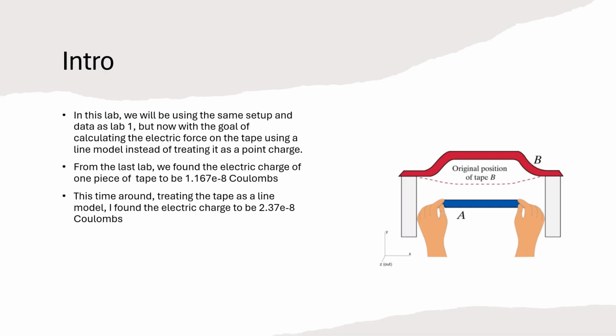This lab, we're going to be using the same setup and same data as the first one. Everything's the same, except now we are going to be treating the piece of tape as a line charge, distributed charge, that is, instead of just a singular point charge. From the last lab, we found the charge of one piece of tape to be this number right here, 1.167 times 10 to the negative 8 coulombs. This time around, treating the tape as a line model, I found the electric charge to be 2.37 times 10 to the negative 8 coulombs.